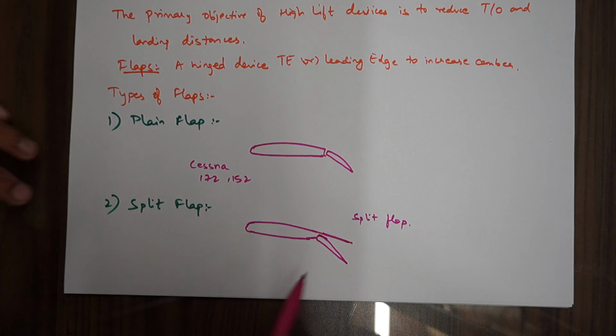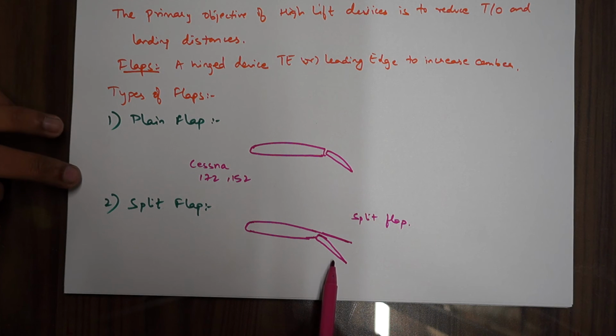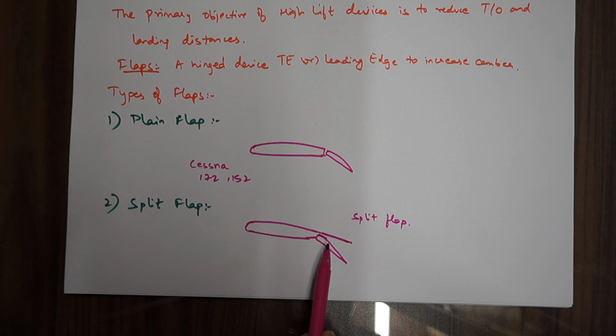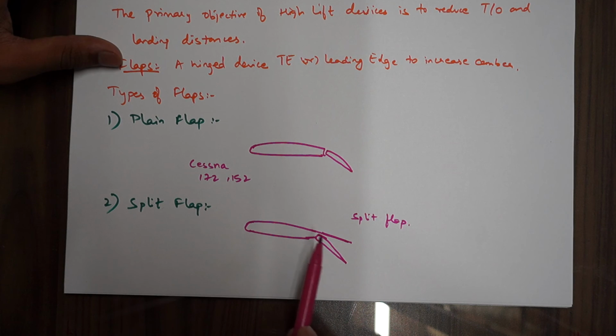The flap forms part of the lower surface of the wing trailing edge, the upper surface being unaffected when the flap is lowered. It is good for approach and landing, but not for takeoff. So this is the split flap.